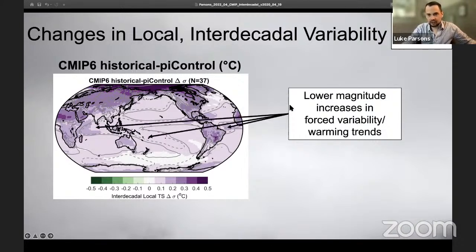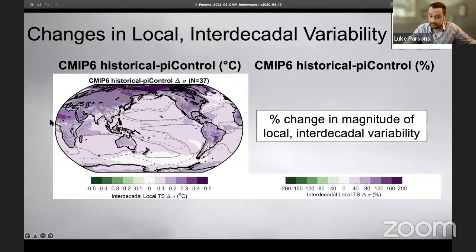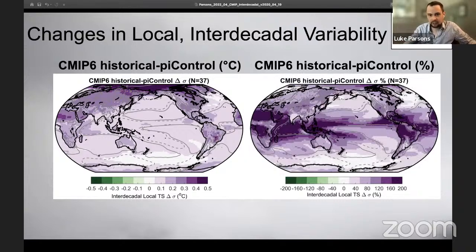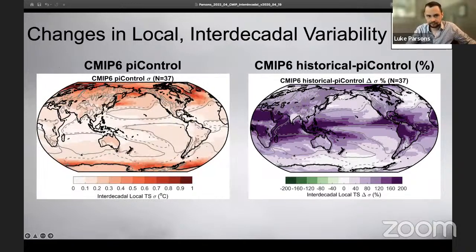And then we have lower magnitude increases in forced variability or warming trends in these regions of deep convection. So we're not really seeing that pattern that I showed you. But if we look at the percent changes in magnitude, in other words, how much more variability we get in historical runs versus the control runs locally, then if that's what we map, this is where the pattern really pops out: these regions of deep convection in the tropics.